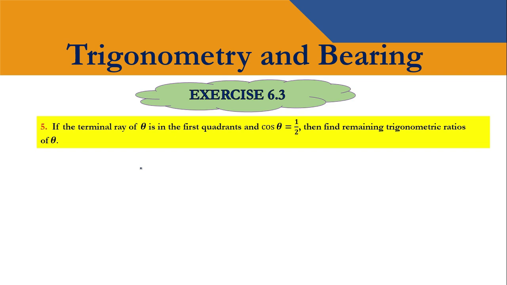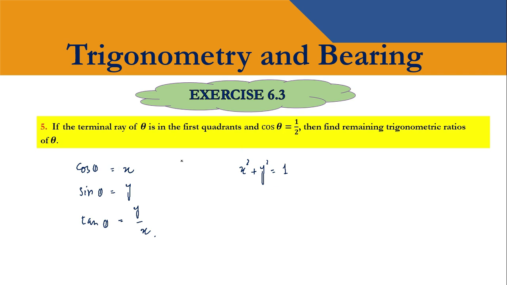The terminal ray of theta is in the first quadrant and cos theta is given to you. How will you find the remaining trigonometric ratios? As you know, cos theta is equals to the x value in the unit circle, and sin theta is equals to y, and tan theta is equals to y divided by x. And if we take the unit circle, the equation of the unit circle is x square plus y square is equals to 1.